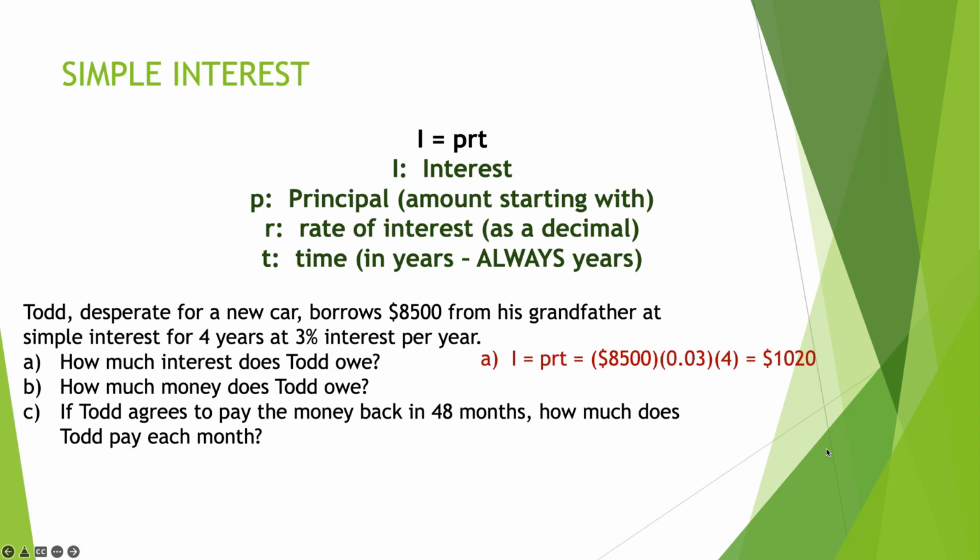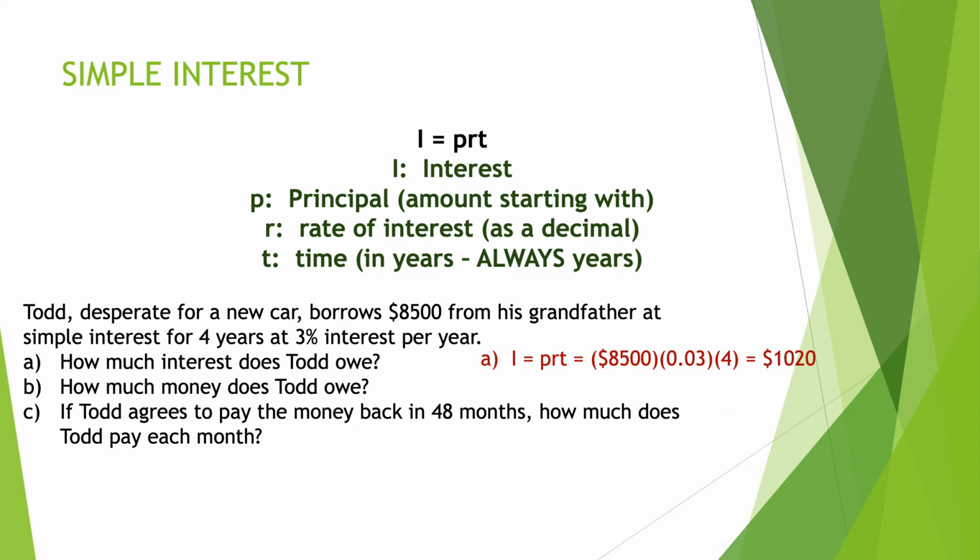Okay, so interest is principal times rate times time, which is $8,500 times 0.03. You must convert the interest rate to a decimal, times the time. That works out to $1,020. But there's actually 3 questions about this. Getting to the 1,020, I think, is pretty simple.